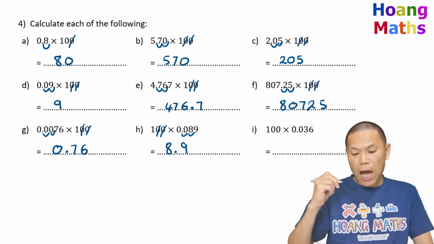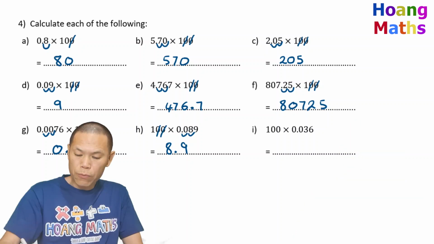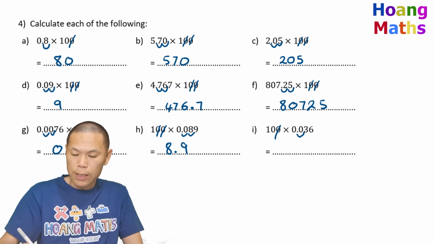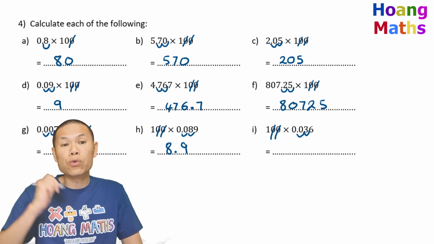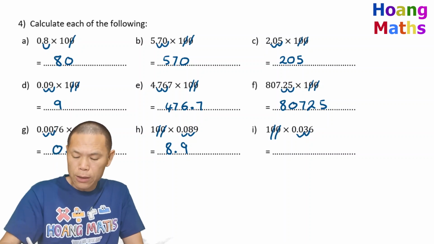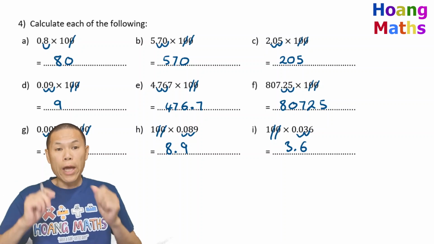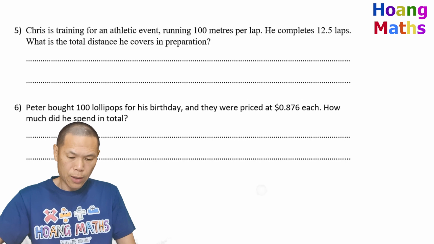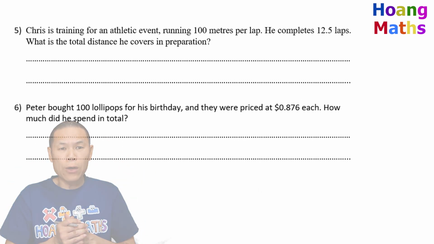Part I. So we times 100 with 0.036. We move this decimal point to the right 1 unit. We cancel this. And we move 1 more time, cancel this. So 1 times 3.6. So the answer is 3.6. So there you go. And hope you got all of them correct. Now, please pause the video and try these two yourself.